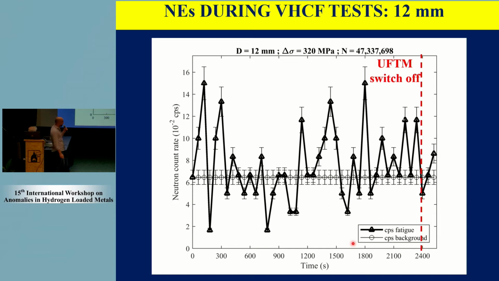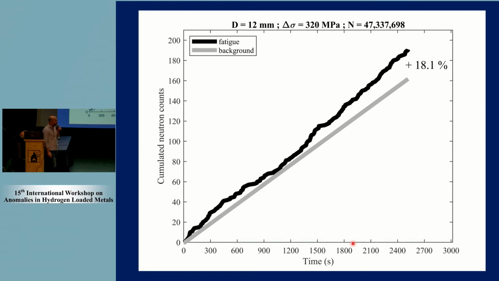Then we have the results obtained for the specimen of 12 millimeters. In this case, the stress range was equal to 320 megapascal. An increment in the neutron activity was found after 1,200 seconds from the beginning of the test, with more or less 6 peaks. And in particular, you can see here, when the ultrasonic testing machine switches off, the neutron activity decreased to the natural background level. When the ultrasonic testing machine switches off, it means that we have the sample failure. In terms of cumulative neutron emission, in this case, an increment equal to 18.1% was found.